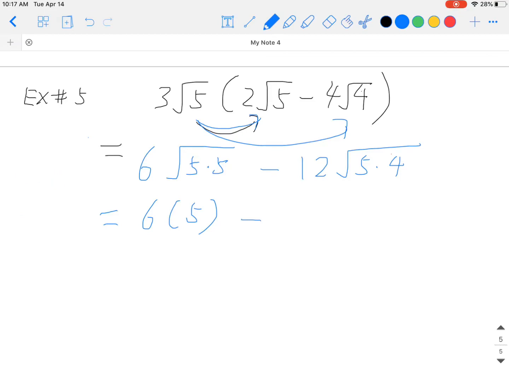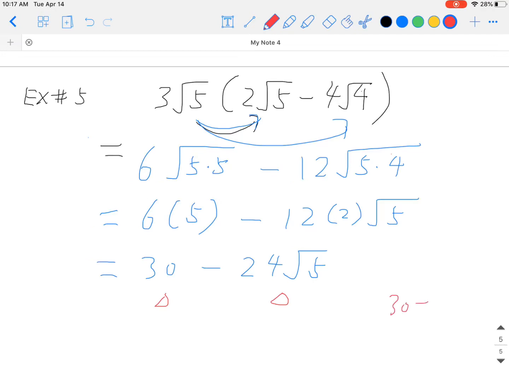And on the second term, before we simplify this, with 4, 4 radical 4 can be taken out. So we have 2 here, and only radical 5 left inside the radical. And right now we have 30 minus 24 radical 5. And since these two are not like terms, we cannot combine them anymore. It's similar to, for example, 30 minus 24x. And that's it. They're different, unlike terms.